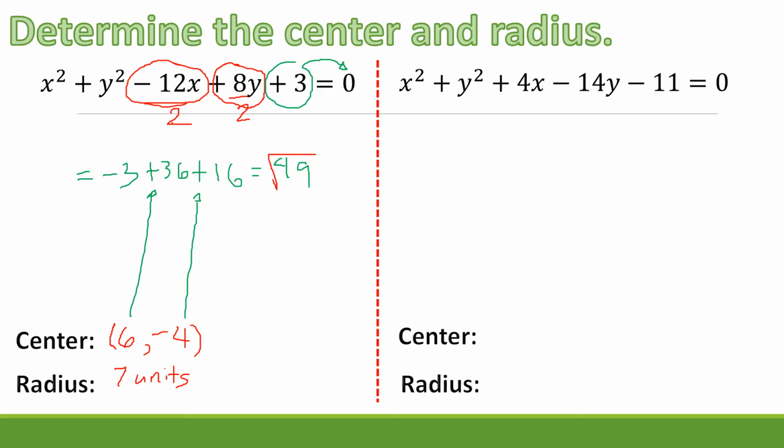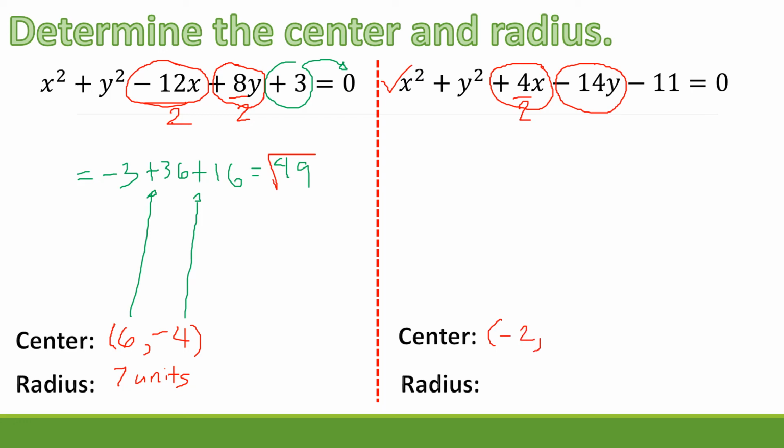Let's have another one. x squared plus y squared plus 4x minus 14y minus 11. So step 1, to get the center, we just simply use the first degree terms that we do have here, then divide it by 2, then use the opposite sign of the result. So positive 4 divided by 2 is positive 2, then the opposite of positive 2 is negative 2.